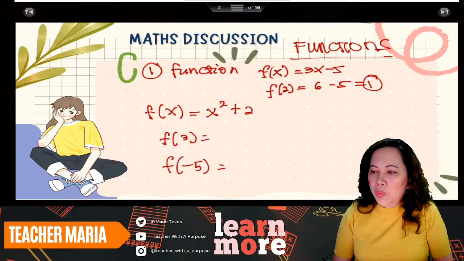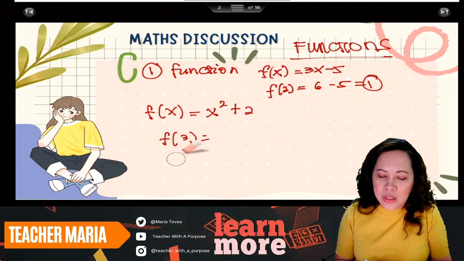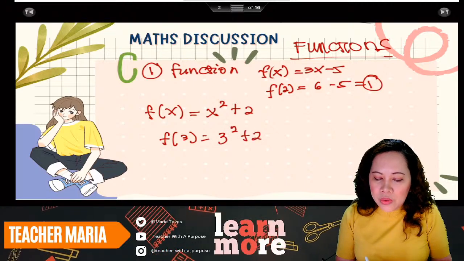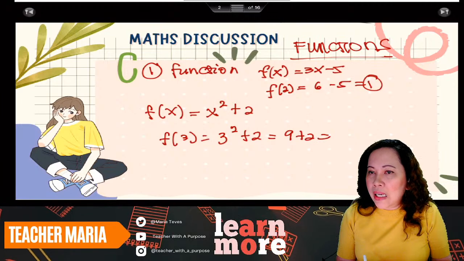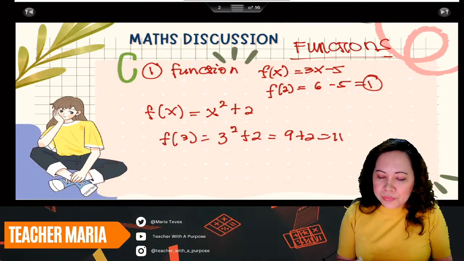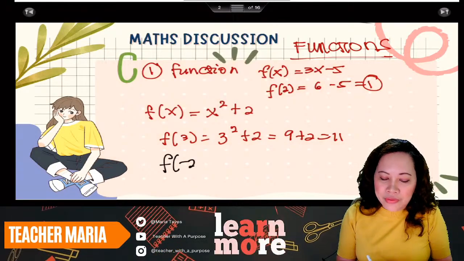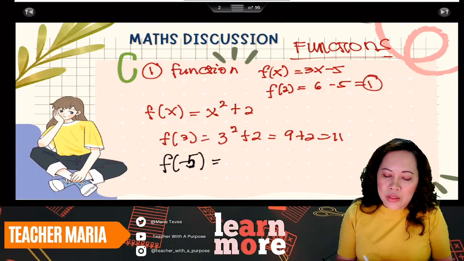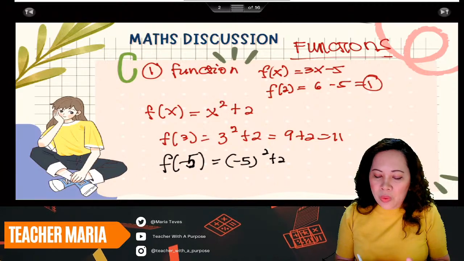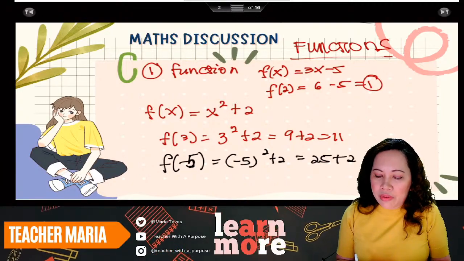Oh, what do you mean by 5? Sorry. So what you need to do is substitute your x with 3. That's 3 squared plus 2. So that's 9 plus 2. That's 11. And another example that you have, let's say f of negative 5. That will be negative 5 squared plus 2. Negative 5 squared is 25, plus 2. That will be 27.